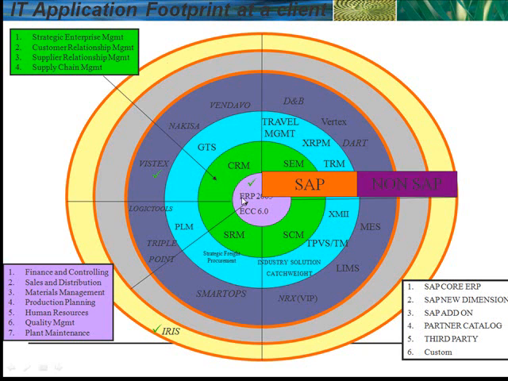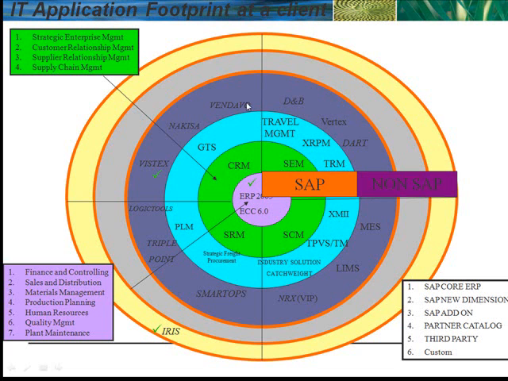So this first inner box is the core ECC 6.0. The next layer is also an SAP product. It's called new dimensional products or add-on products. Additional functionality: travel management, global trade services, treasury and risk management. These are some of the add-on products that SAP sells on top of the first two layers.